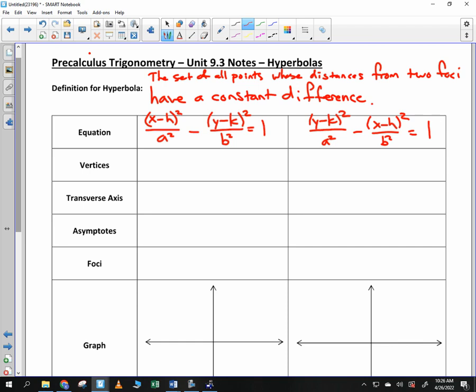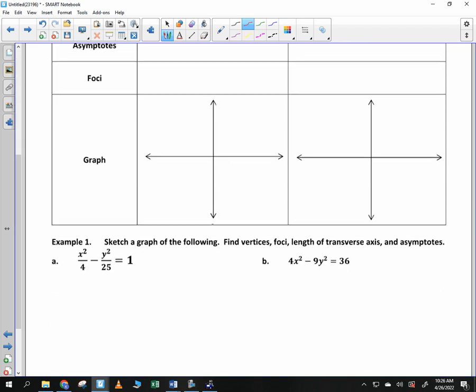Okay. So let's look at the graph of a hyperbola. Hyperbolas look something like that.